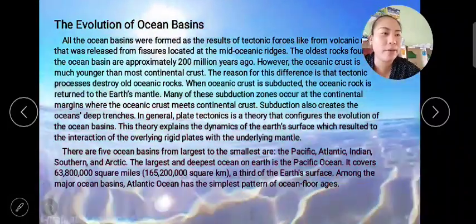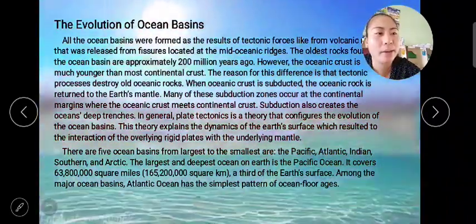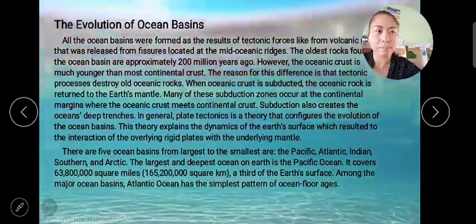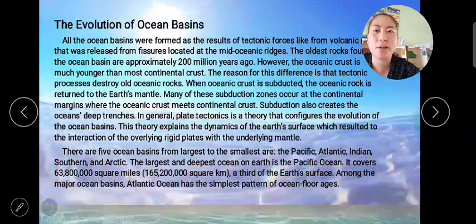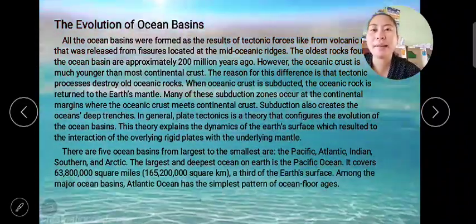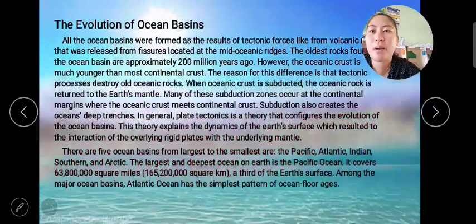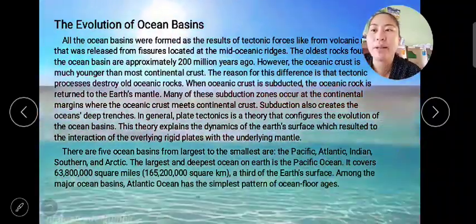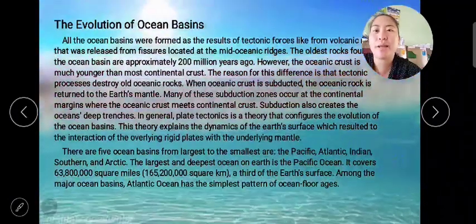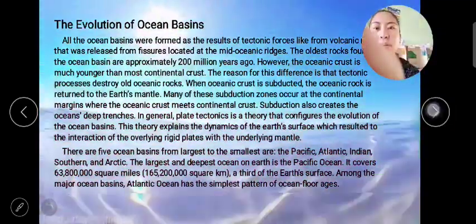In general, plate tectonics is a theory that explains the evolution of the ocean basins. This theory explains the dynamics of the Earth's surface, which results from the interaction of the overlying rigid plates with the underlying mantle. There are 5 ocean basins from largest to smallest. We have here the Pacific Ocean, which is the largest ocean basin. Next is the Atlantic Ocean, Indian Ocean, Southern and Arctic Ocean. And the largest and deepest ocean of the Earth is Pacific Ocean. Sabi ko kanina, it covers 63,800,000 square miles, a third of the Earth's surface. Among the major ocean basins, we have Atlantic Ocean, which has the simplest pattern of the ocean floor.